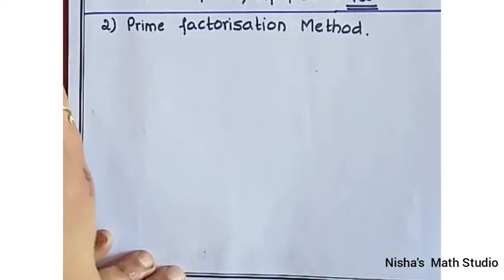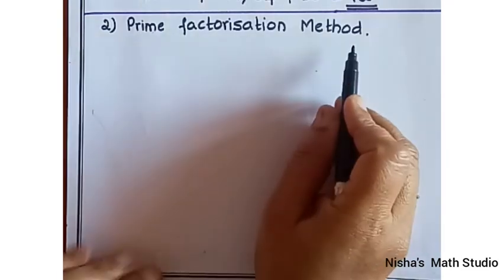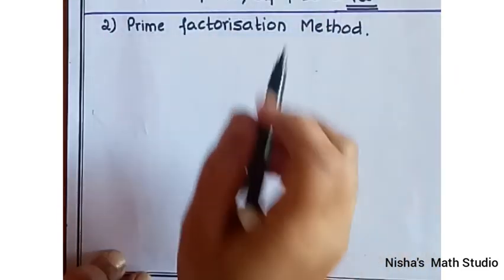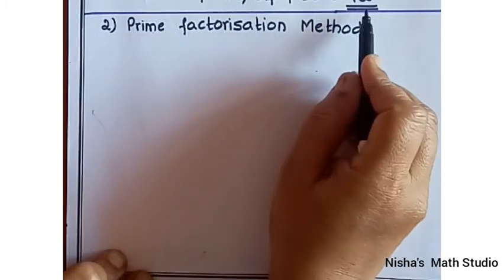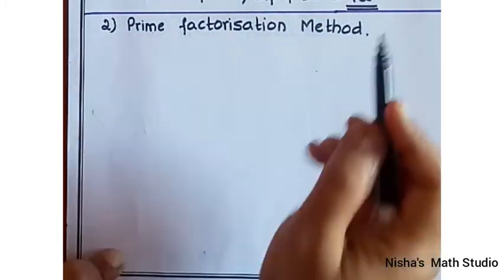Now let's try to find the HCF by prime factorization method for the same numbers, that is 12, 24 and 60. Whichever way you do it, the HCF is 12. So we can verify also.